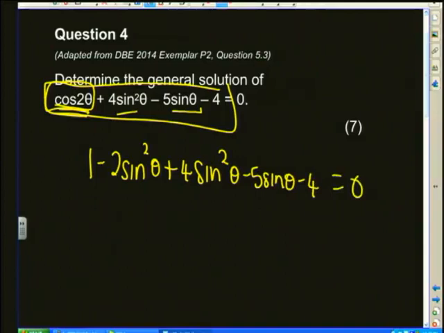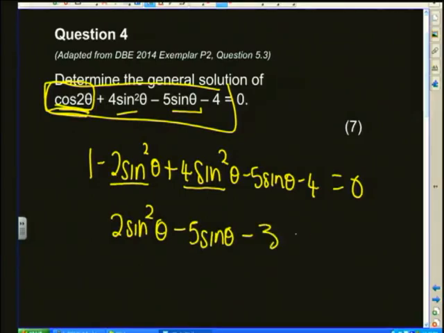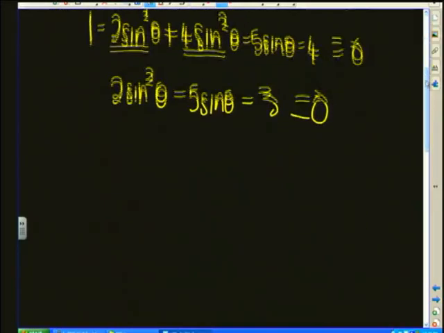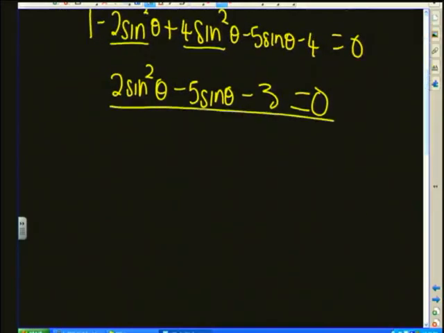Okay, now I can work with this. Everything is in terms of sine. 4 sine squared minus 2 sine squared is going to give me 2 sine squared theta. All right, minus 5 sine theta. I just bring down the middle term, and then 1 minus 4 gives me minus 3. Guys, really, once you've gotten to this part, it's really now just trying to solve a trinomial, and it no longer becomes tricky, because all you're going to do is factorize that trinomial and then solve for theta.